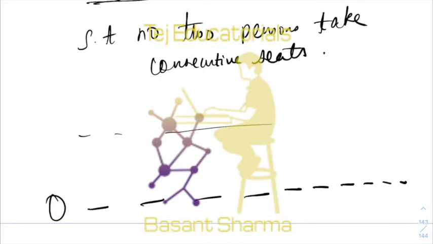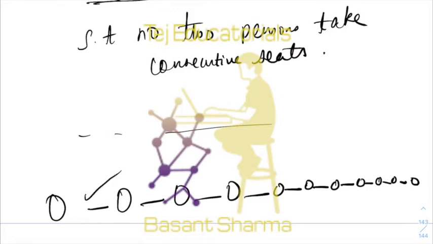There are 11 gaps: 1 2 3 4 5 6 7 8 9 10 11. All right, so 10 seats are occupied: 1 2 3 4 5 6 7 8 9 10. These are the 10 persons who have to be seated. Now how many remaining seats are there?